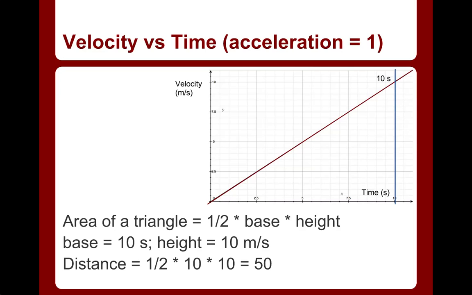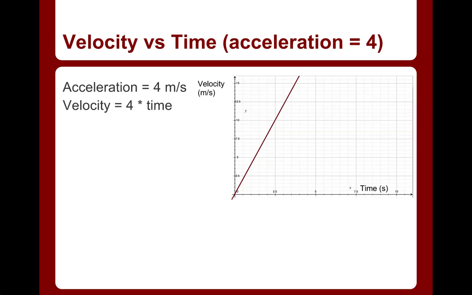Now in this example, I said that the acceleration is 1 meter per second squared, but let's see how it looks when the acceleration is a bit higher. If we accelerate at a rate of 4 meters per second squared, the base will still be the same as the amount of time that has passed, but the height will be 4 times that. From here, we can see that calculating the velocity at any time is quite easy.